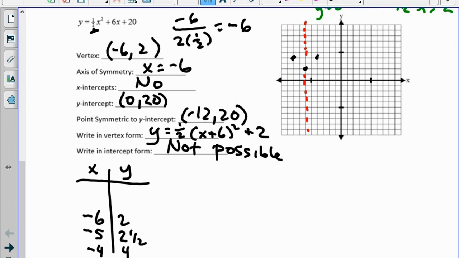If I go over 3, I'm going to go up 4.5. If I go over 4, I'm going to go up 8. So normally it's over 4, up 16. So going over 4, I go up 8, and I end up with a parabola that is wider than normal. That is graphing things in standard form. Also notice that you can convert things to other forms and use those forms to your benefit.